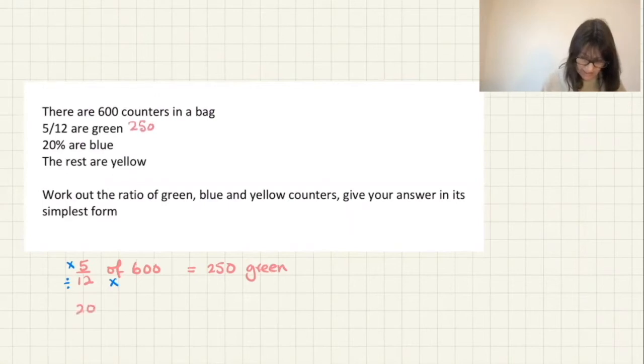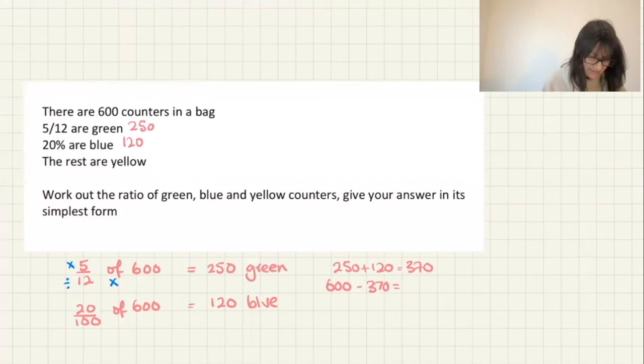20%, so 20% of 600 is 120. So I've got 120 that are blue and the rest are yellow. So 250 plus 120 is 370. 600, take 370 is 230. So the rest, that's the yellow, 230.